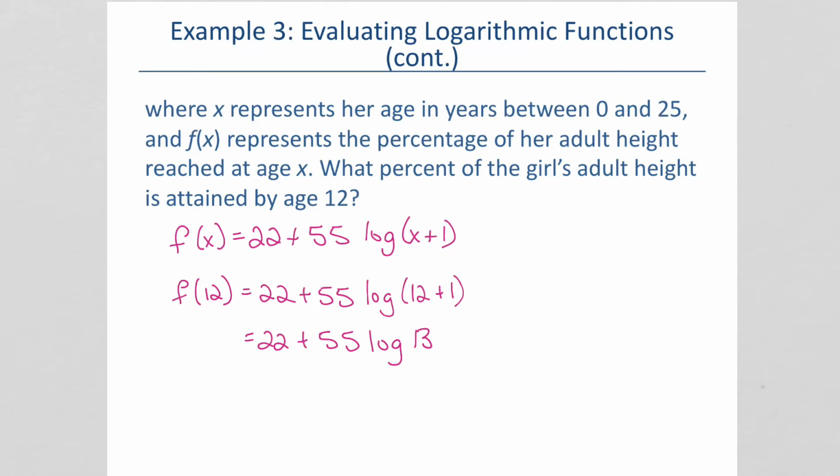Order of operations says we need to do multiplication first, but we need to take care of the log before we can multiply. So you'll do the log of 13, then multiply by 55, and then add 22. And we get about 83.267. So a girl reaches about 83% of her adult height at 12 years old.